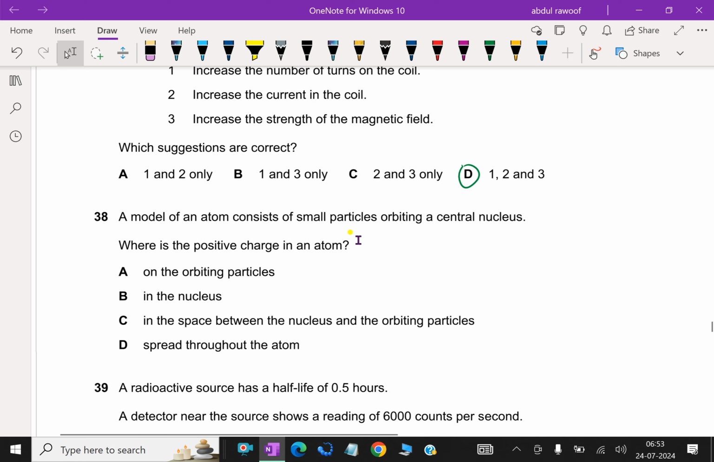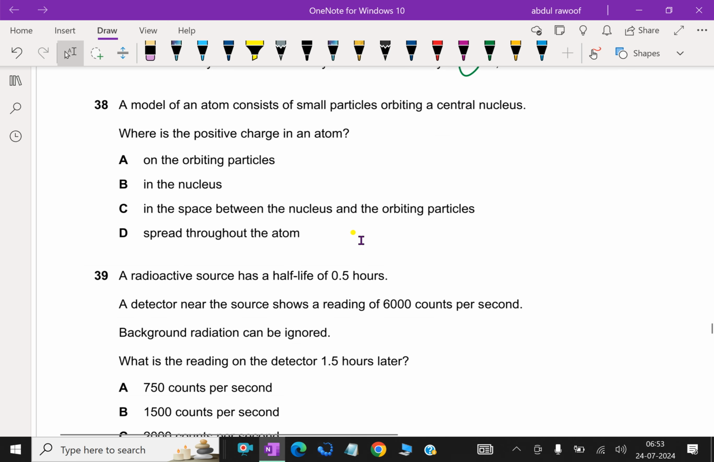Next question. A model of an atom consists of small particles orbiting a central nucleus. Where is the positive charge, that is the proton, located? Of course, it is at the center, inside the nucleus. B. That is the positive charge.